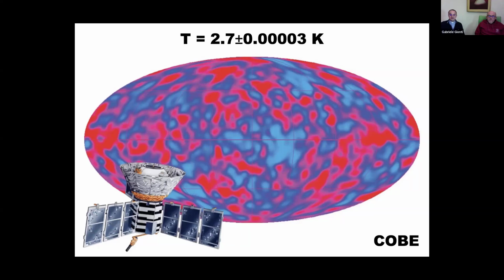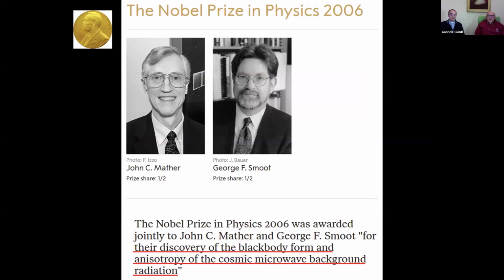And the fluctuations are really, really small, but they are present, and they were detected by this satellite at the beginning of the 1990s. And the PI of the satellite won the Nobel Prize in 2006. Mather and Smoot won the Nobel Prize for the discovery of the black body form of the CMB and for the anisotropies.